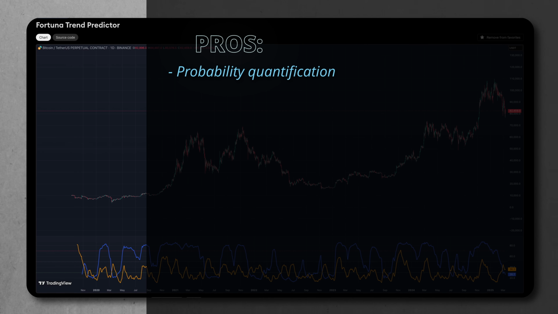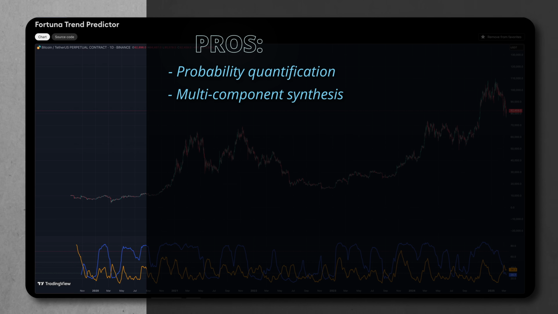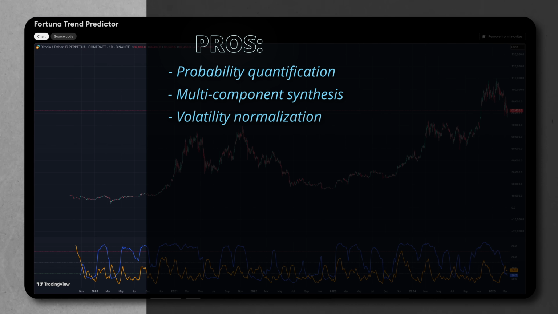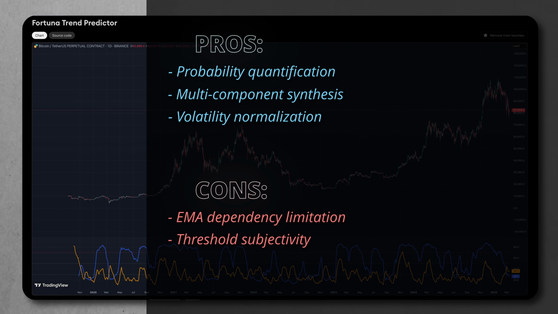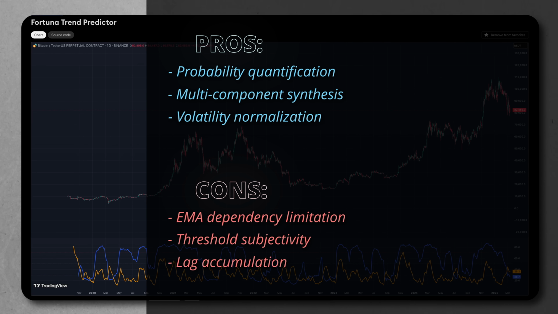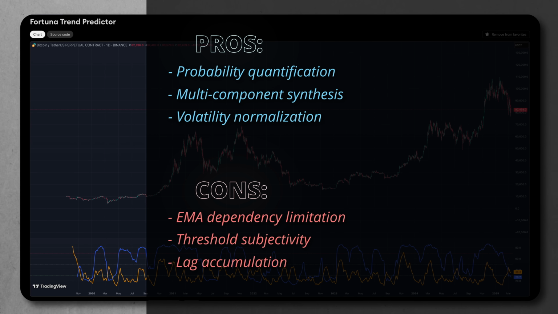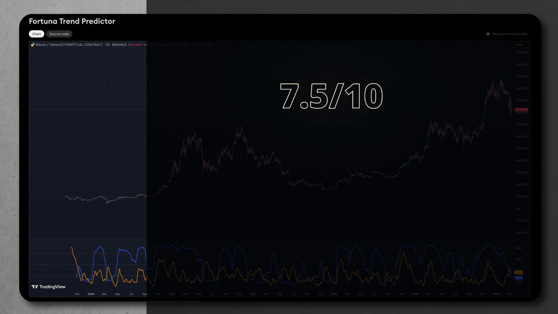Pros: probability quantification, multi-component synthesis, volatility normalization. Cons: EMA dependency limitation, threshold subjectivity, lag accumulation. Ranking: 7.5 out of 10.